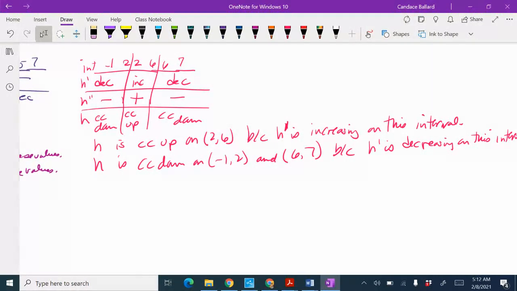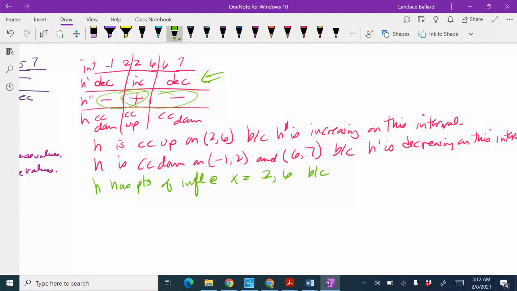And then we have to look at points of inflection, which just means I need a sign change. So h has points of inflection at x equals 2 and 6 because technically my reason should be based off of h prime. So because h prime changes from decreasing to increasing or increasing to decreasing at these values.